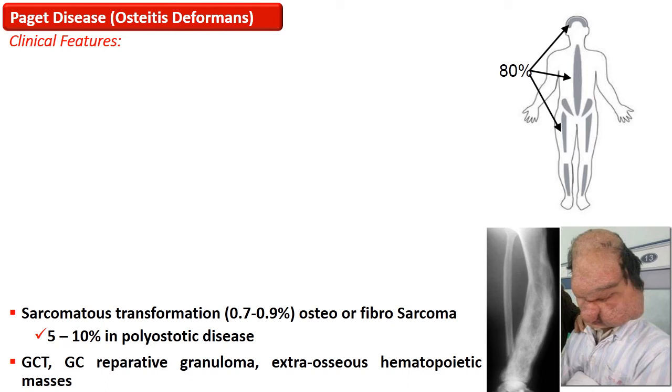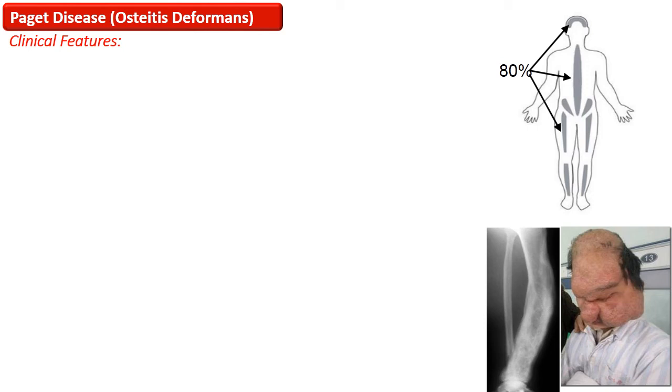The frequency of this sarcomatous transformation increases to 5 to 10% if the patient has polyostotic disease. Giant cell tumor, giant cell reparative granuloma, and extraosseous hematopoietic masses are also seen in Paget's disease.